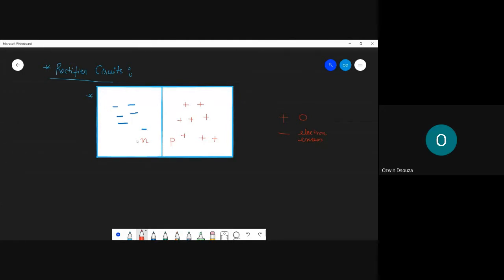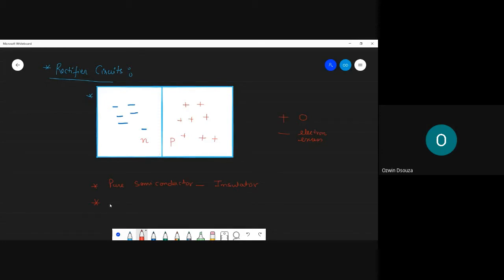Next, you know that a pure semiconductor always behaves like an insulator. But you do not want insulating property in your circuit. Instead, you want a kind of transition property, that is, at the moment when you start applying an external voltage, you want that transition to happen.